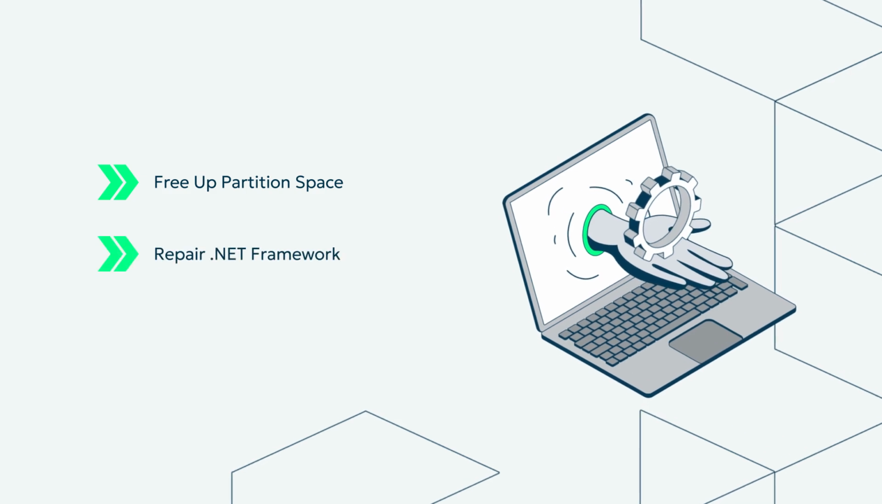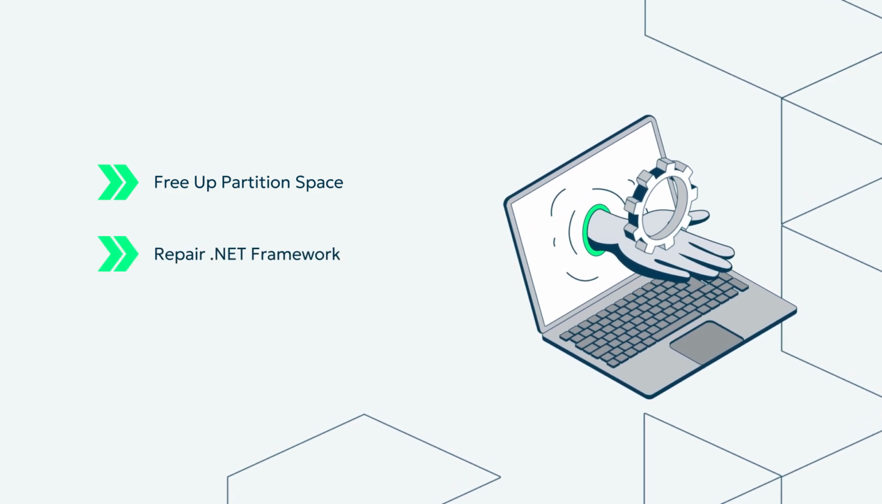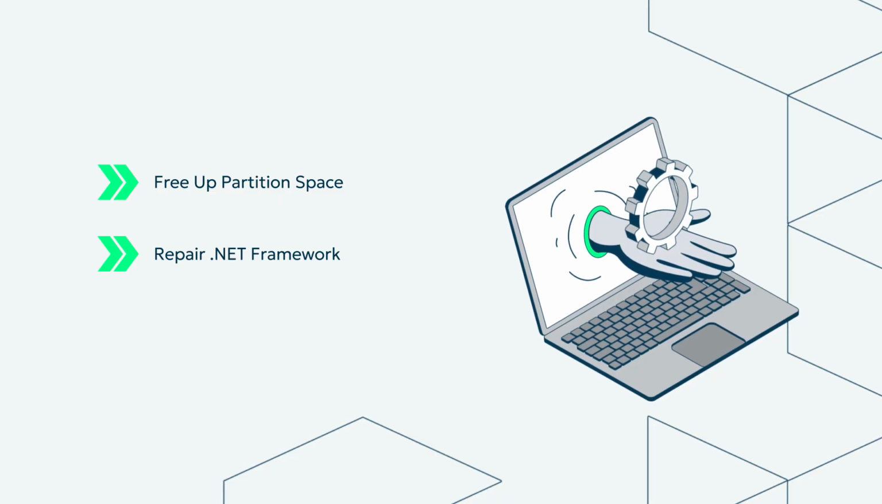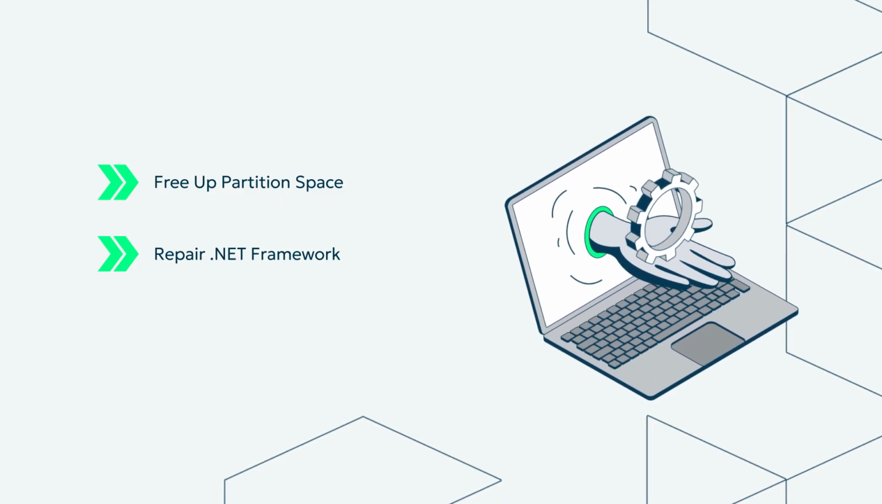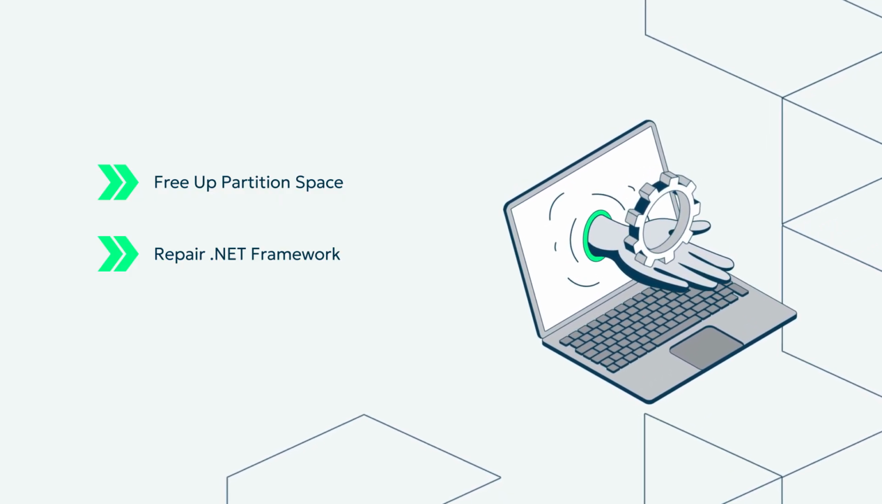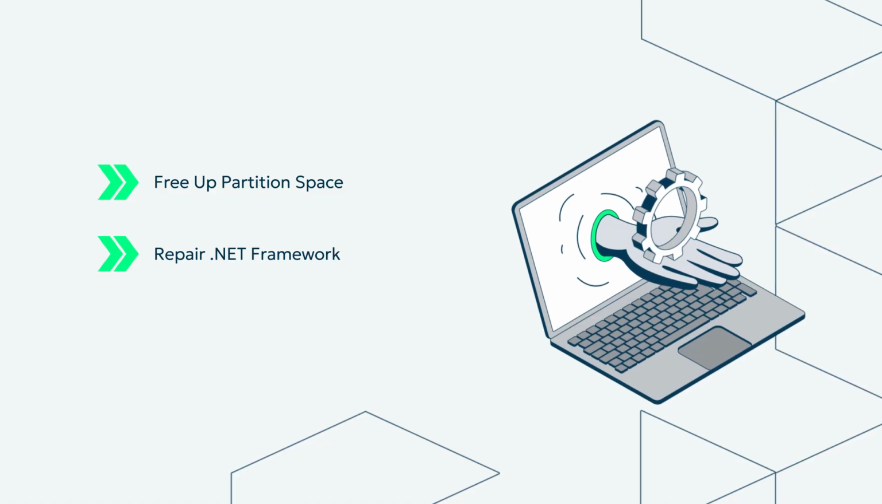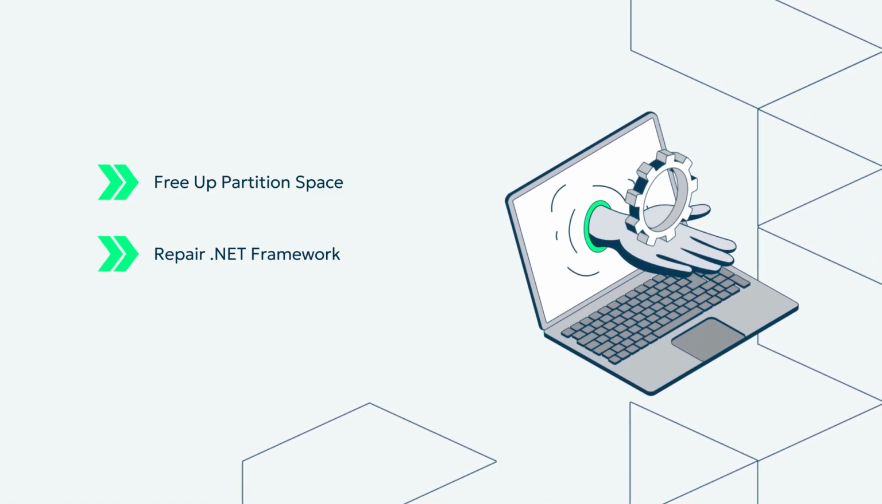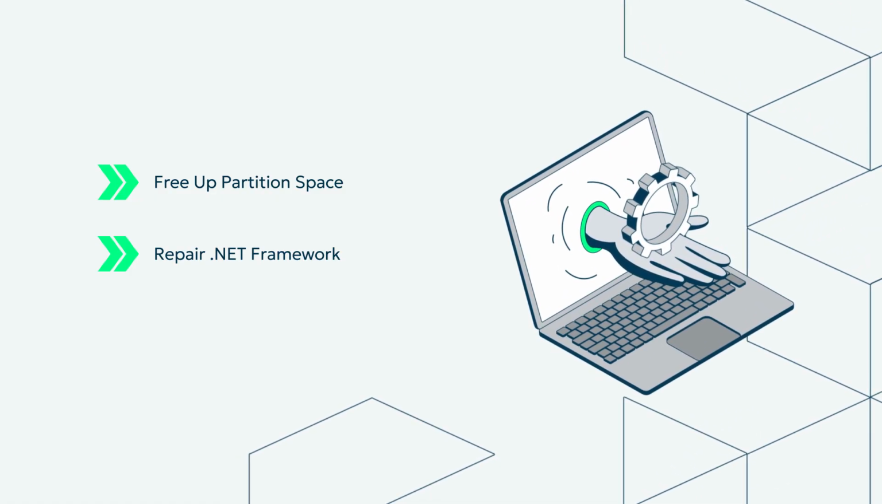Repair .NET Framework. Broken .NET installations are a frequent cause. You can repair it by unchecking and re-enabling .NET Framework 3.5 (includes 2.0 and 3.0) and .NET Framework 4.8 Advanced Services in Windows Features, or by using the DISM tool with a mounted ISO.